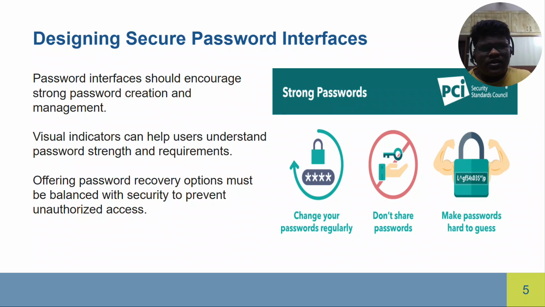Designing secure password interfaces. Password interfaces should encourage strong password creation and management. Visual indicators can help users understand password strength and requirements. Offering password recovery options must be balanced with security to prevent unauthorized access.